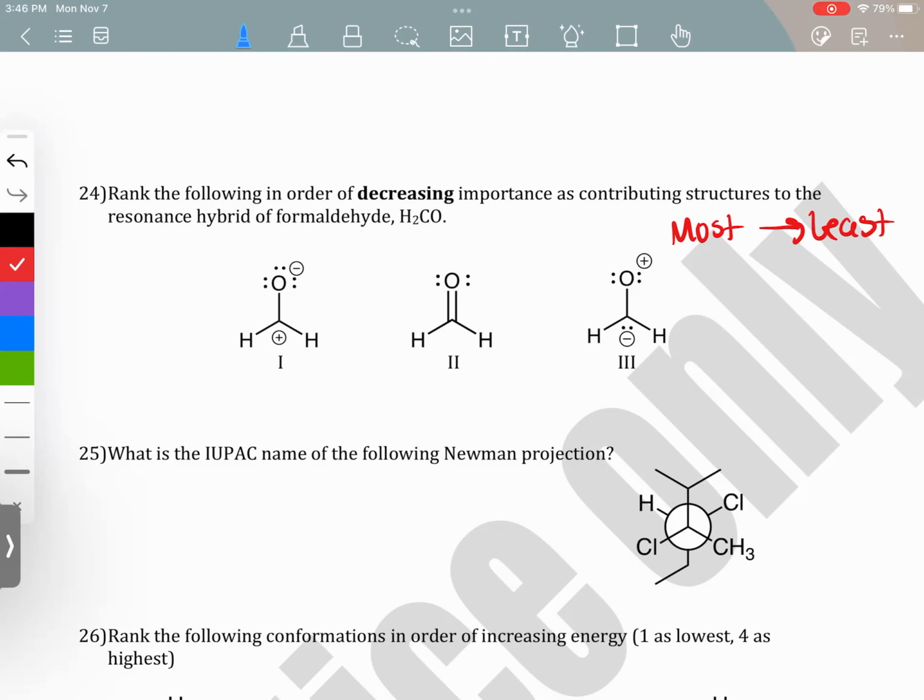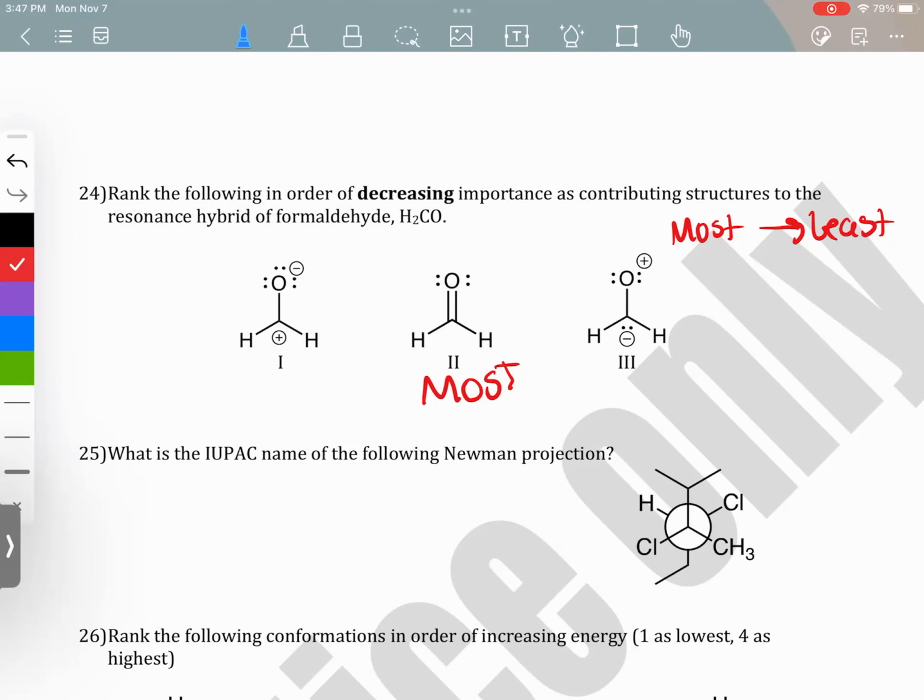Oh, this is on the first exam. Okay, so carbon doesn't want to be positive, so I would say 2 is the most. Right, 2 is the most. The reason is that when you're doing resonance contributors, the original before you start the movement will always be the most important, because from that we figure out what can go to what. That's why 2 is the most.